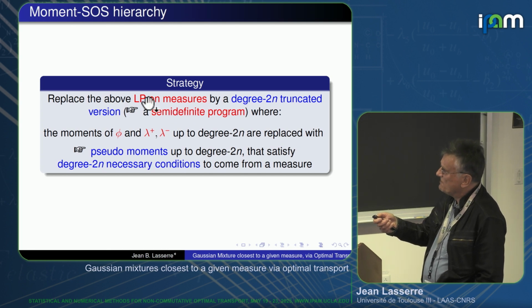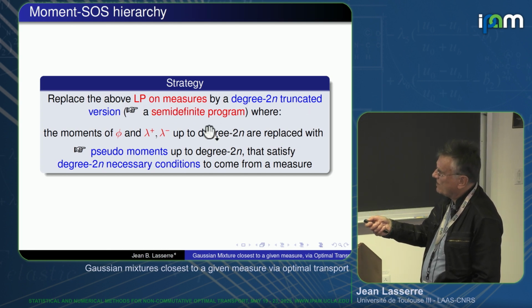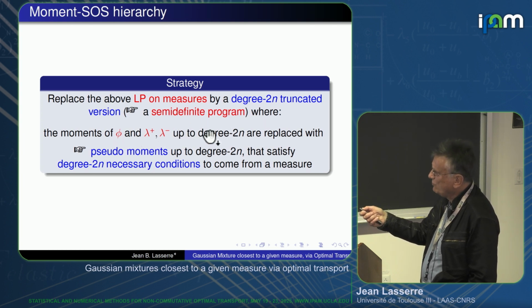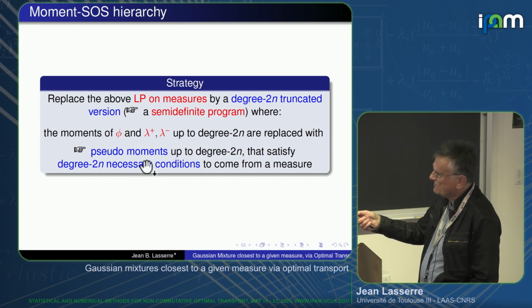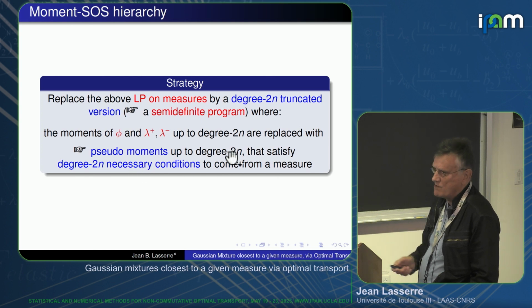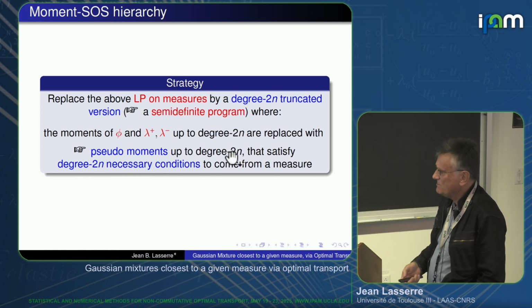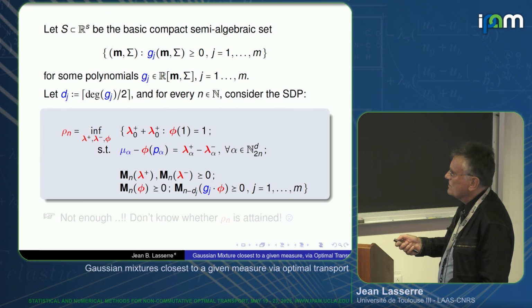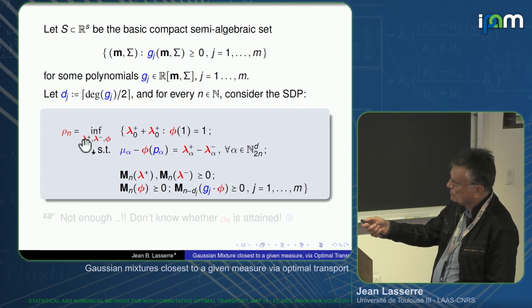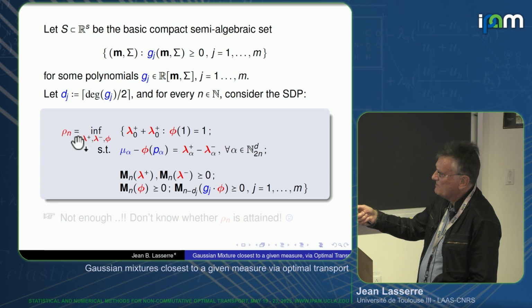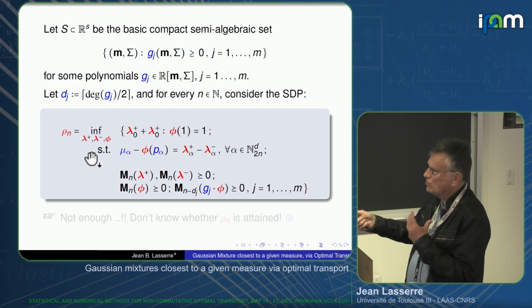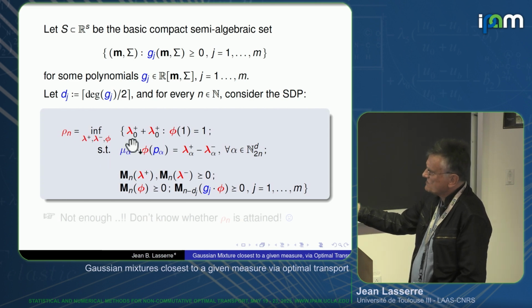So the strategy is, again, you replace the above LP on measures by a degree 2n truncated version, a semi-definite problem, where the moments of phi and lambda plus, lambda minus up to degree 2n are replaced with pseudo moments up to degree 2n that satisfy the degree 2n necessary condition to come from a measure. This is the general scheme behind that. So now you introduce pseudo moments, so you say you are less ambitious, you are going to compute a lower bound for each n, because you consider pseudo moments up to degree 2n only.